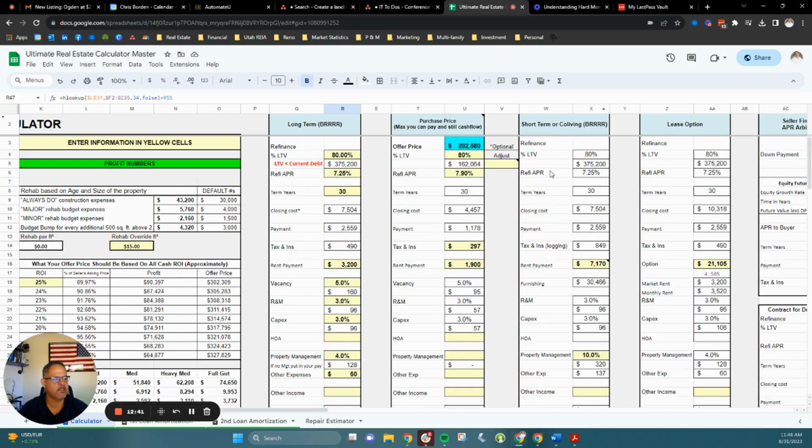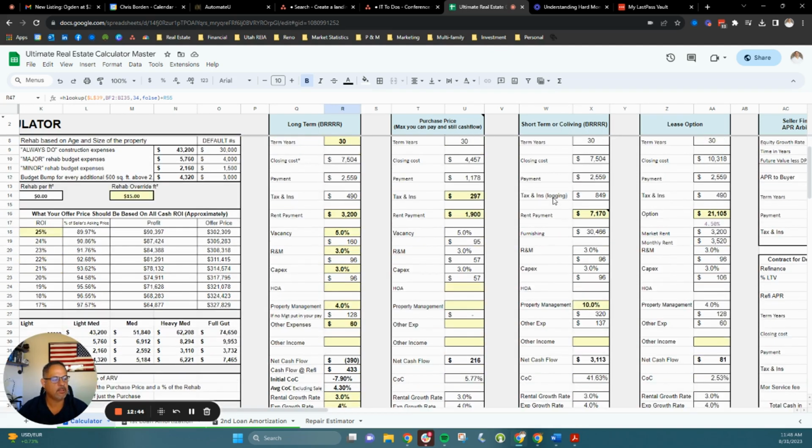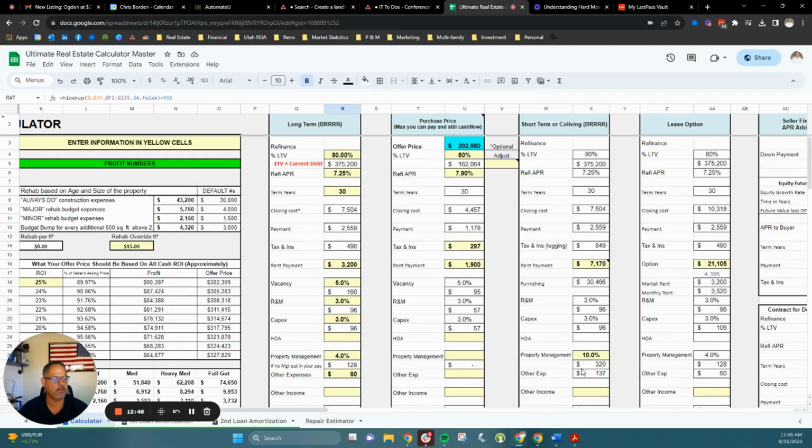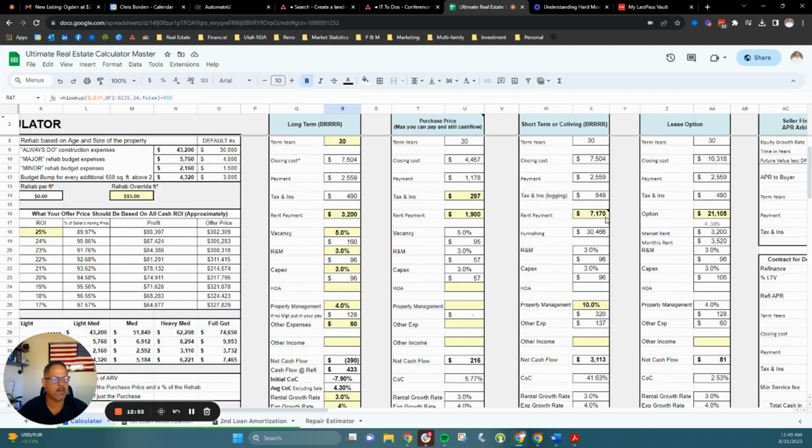This next section is your short term. Not too many other changes you'll have to make for this. It's going to calculate based off of the information you put in this BRRRR section, with the exception that you're probably going to want to adjust the rent payments because typically they're going to go a little higher. Make sure you can use a third-party application like AirDNA to get this information.